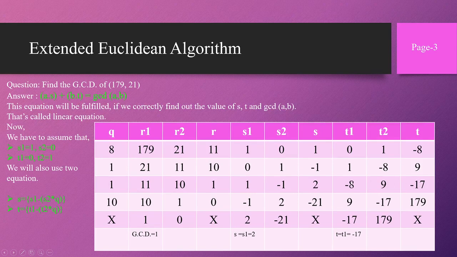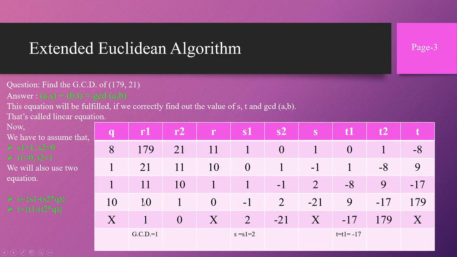Now the value of T1 is equal to minus 8. So minus 8 minus 9 into 1 is equal to minus 17. In the next row, the value of R2 will be shifted to R1, the value of R will be shifted to R2. Then the value of S2 will be shifted to S1, the value of S will be shifted to S2. Then the value of T2 will be shifted to T1, the value of T will be minus 17.